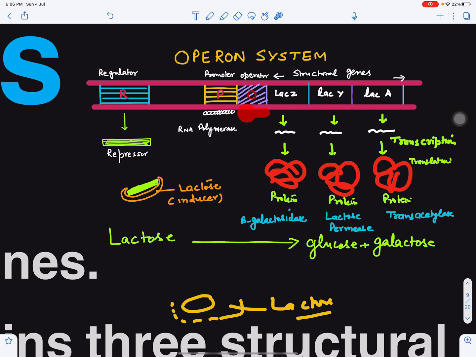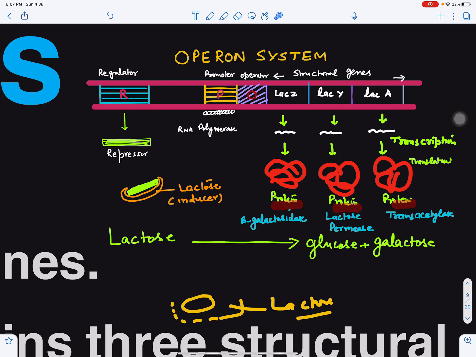Now when this operator is free, not blocked by the repressor, this Lac Z will undergo transcription. RNA polymerase will move here and this will help in transcription. Now this RNA is polycistronic, so we'll get Lac Z. This is transcription from Lac Z. This is from Lac Y. This is from Lac A. So these RNAs, with the help of ribosomal RNA and transfer RNA, will form protein.